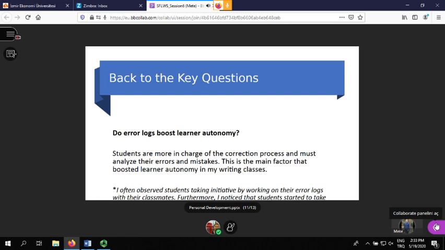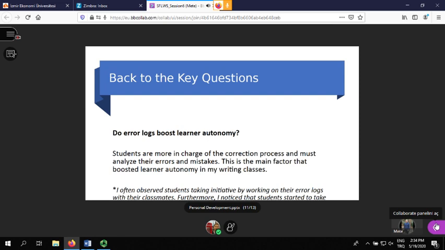Okay, do error logs boost learner autonomy? Yeah, definitely. I think just the nature in which error logs work, it puts more emphasis on learner autonomy, right? They take control of the correction process. Of course, it's guided, right? Teacher is there to help and to make sure that the corrections the students make are correct.